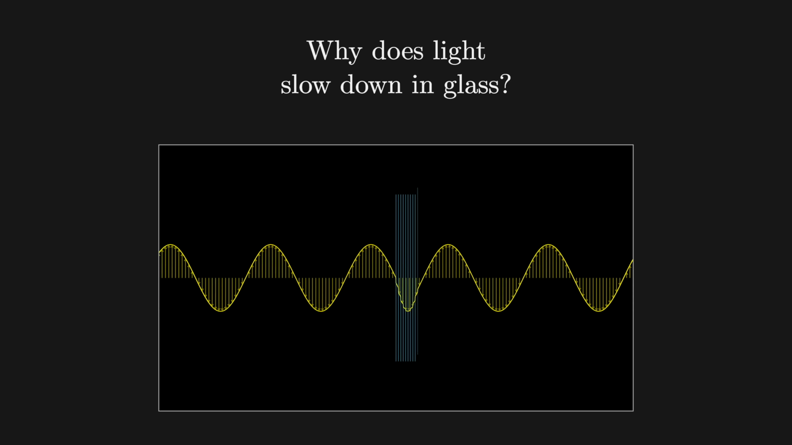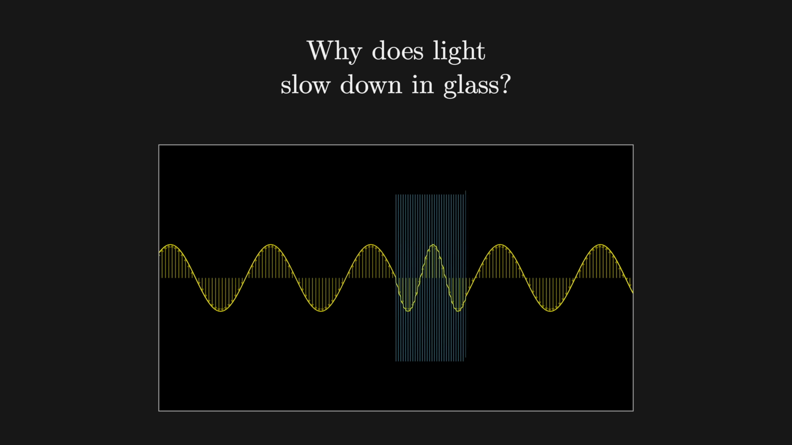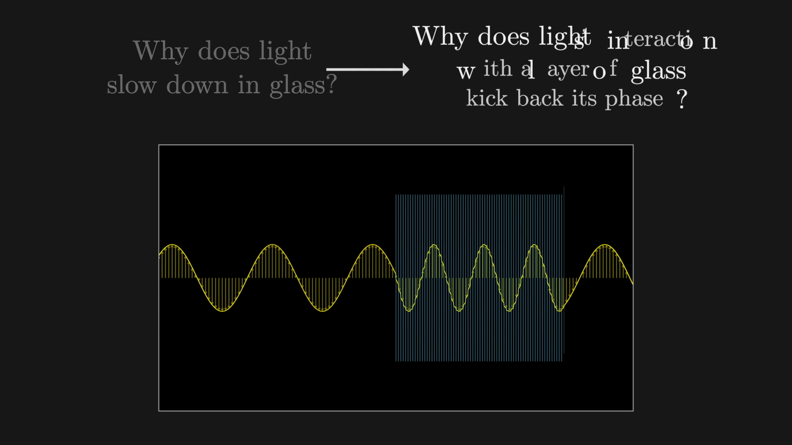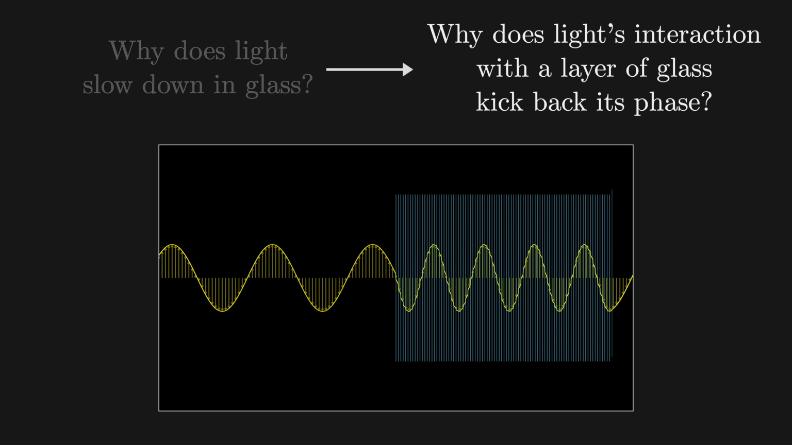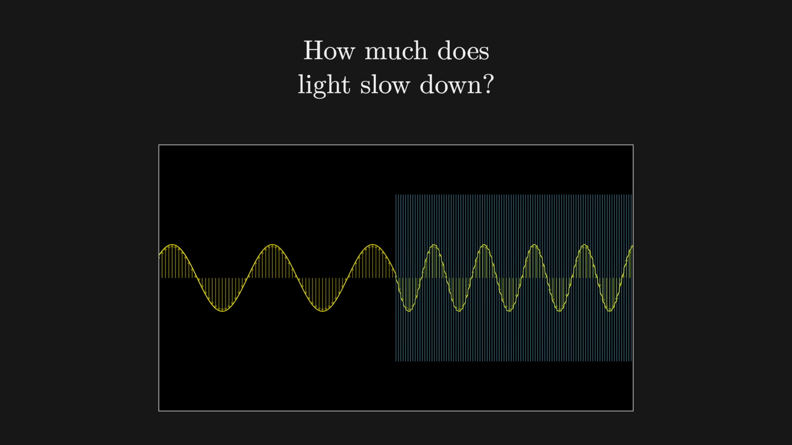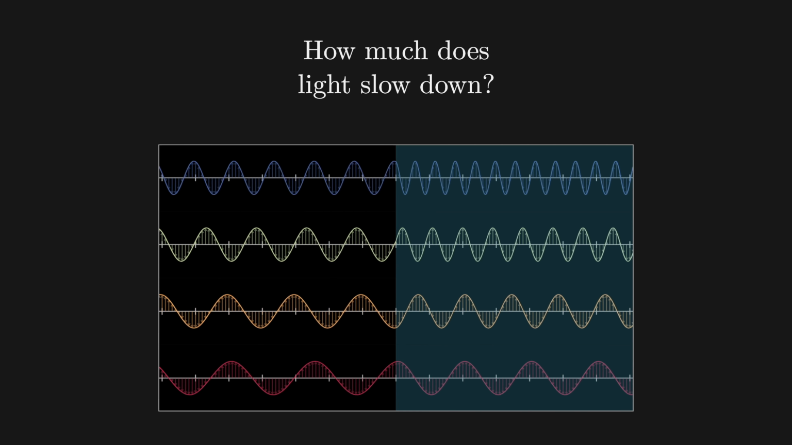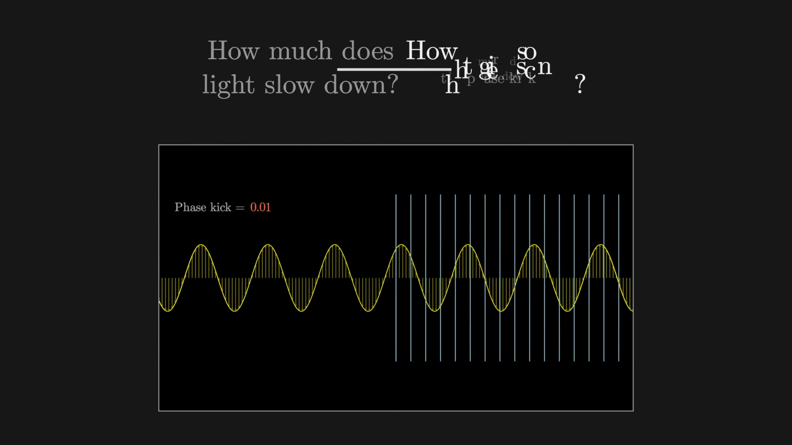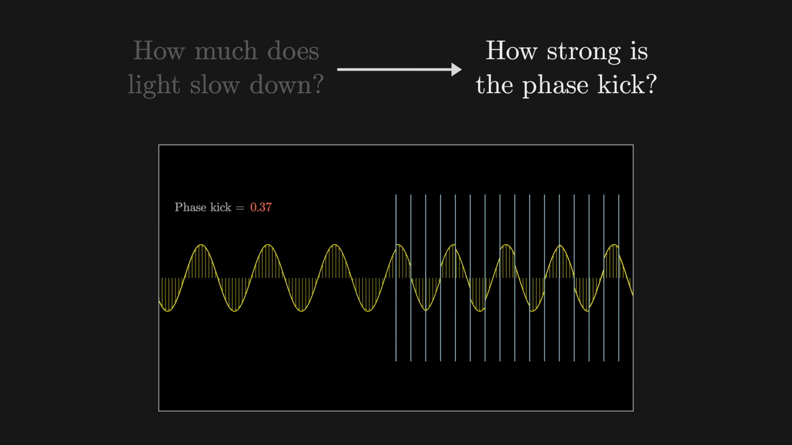This right here is the first key idea with the index of refraction. Instead of asking, why does light slow down in glass, what we really need to ask is, why does its interaction with a single layer of that glass cause a kickback to the phase of the wave? And then when we want to get quantitative and understand exactly how much the light slows down, which is critical for understanding why it depends on color, instead the real question is, how strong is that phase kick?